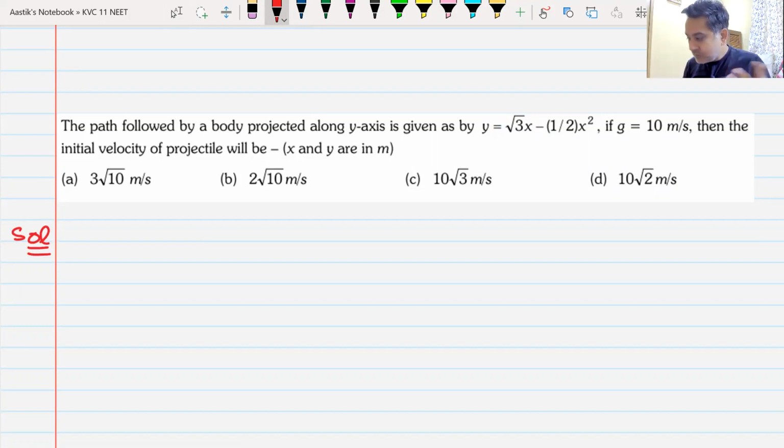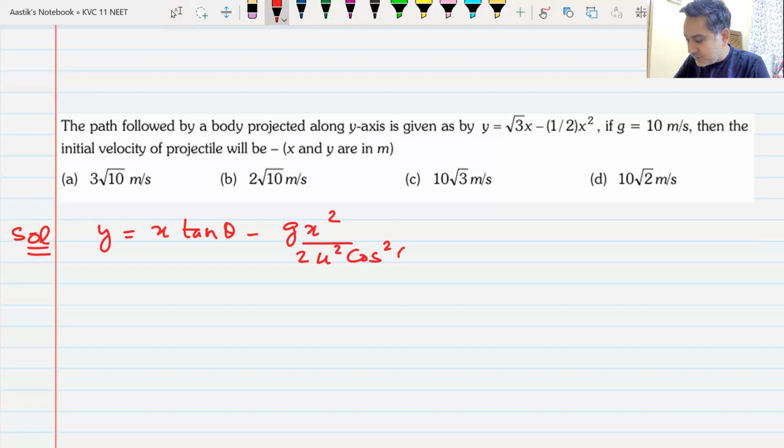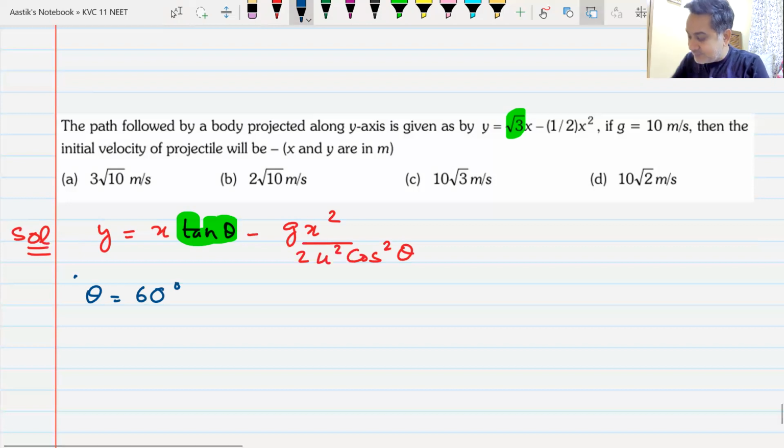Okay. How do we solve this? We just write the equation and compare the terms. So y is equal to x tan theta minus g x squared by 2 u squared cos squared theta. I look at what is there with x. That should be tan theta. With x, I have √3. That √3 must be equal to tan theta. Previous question. From there, I can get the value of theta. Theta is my 60 degrees. Everyone got this? Yes or no?